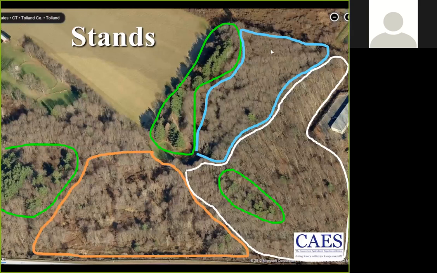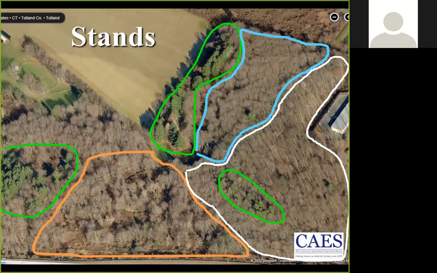That's actually a slightly younger stand than the stand immediately below it, the white one I'm circling now, which is a larger stand of oak and sugar maple that really doesn't have any canopy openings. And those stands, just from your early shot, don't look too bad. The ones circled in green are the conifer stands.